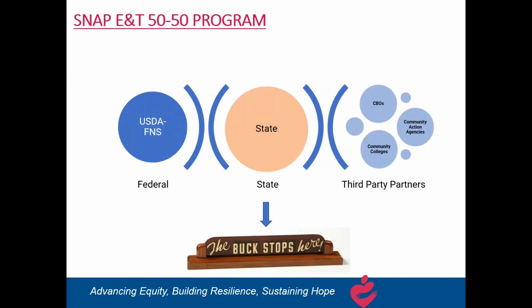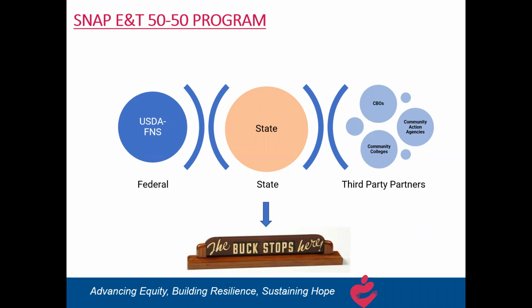So this lays out the structure of the program and how the relationship works between FNS, the state, and the third-party partners. Probably another thing we can add in here too, for your county administered states, their state supervised county administered, is the local county office that administers the program.